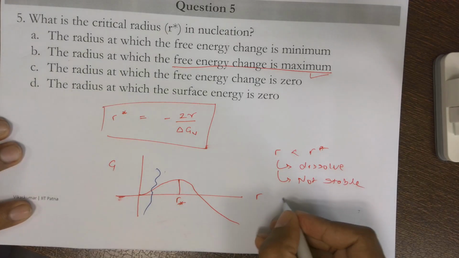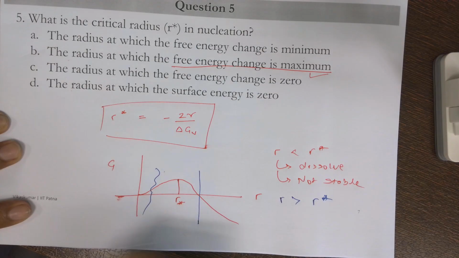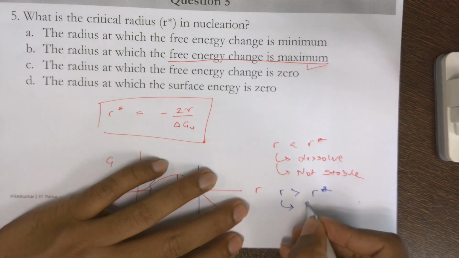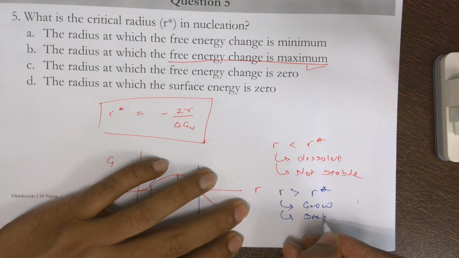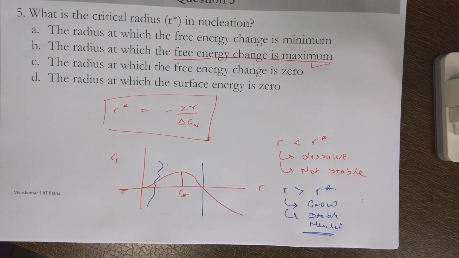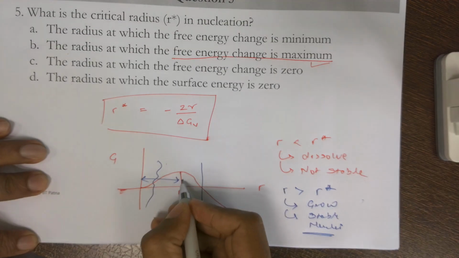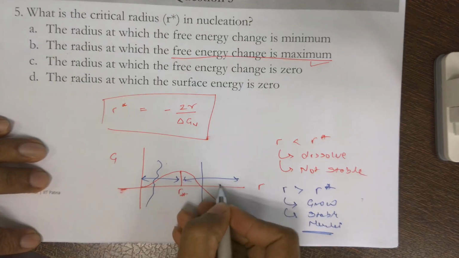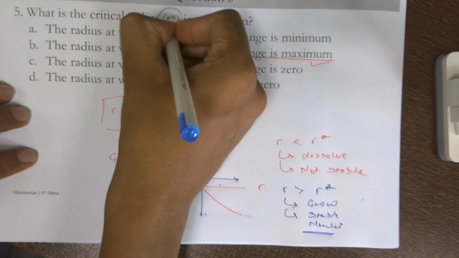And what about the nuclei whose radius is more than R star? That is somewhere over here, let's say. In that case, they will not dissolve, they will grow. And they are stable nuclei. Right? So anything which is lying over here is not stable. Anything which is lying above this R star is stable. And after this, the growth will follow. Clear? This is the significance of the R star.